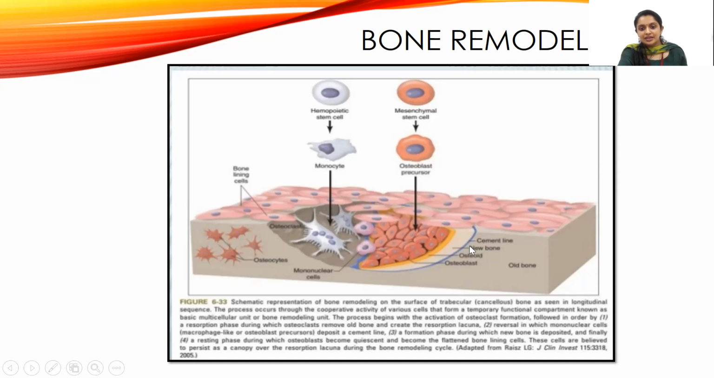Finally, it is the resting phase, during which the osteoblasts become silent and become flattened bone lining cells. These bone lining cells are believed to persist as a canopy or protection over the resorption lacunae during the bone remodeling cycle. So this is a very nice representation of bone remodeling, where the old bone is replaced by the action of the osteocytes and osteoclasts and the formation of new bone.